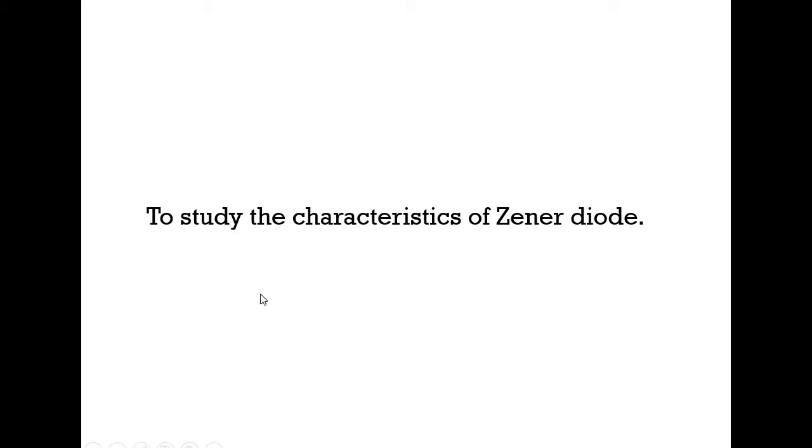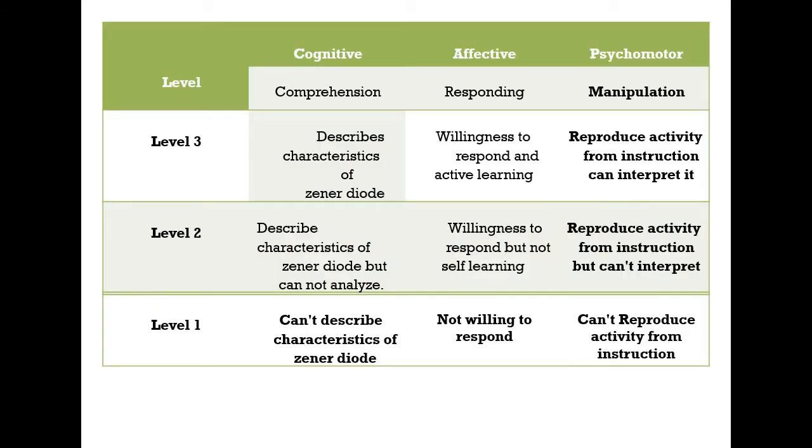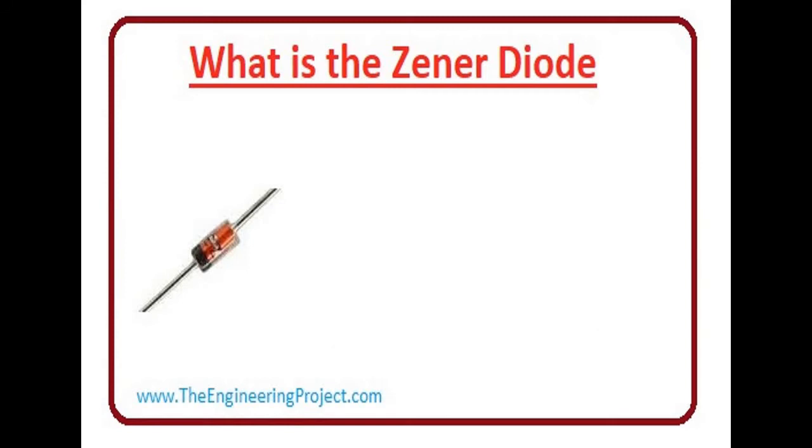So with respect to the first practical, our aim is to study the characteristics of Zener diode. This table I have already shown to you. So we will move to the next step. Okay. So before starting this discussion on the Zener diode characteristics, I would like to ask you, have you heard the word diode?